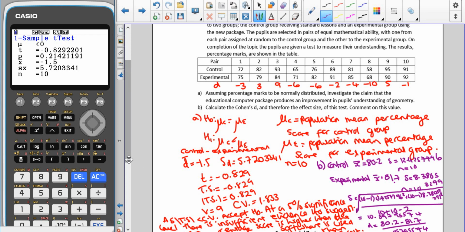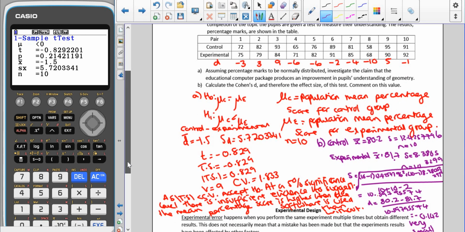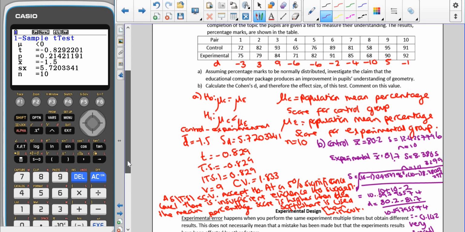So then it doesn't give us a significance level to use. So we're using a 5% significance level. We don't have to half it or anything because it's not two-tailed. So looking down from 0.95, across from 9, which gives us 1.833. That's looking up on page 19 again. So then, as the size of the test statistic is smaller than the critical value, we accept H0 at 5% significance level. There is insufficient evidence to suggest that the mean percentage score is higher when the software is used than without.